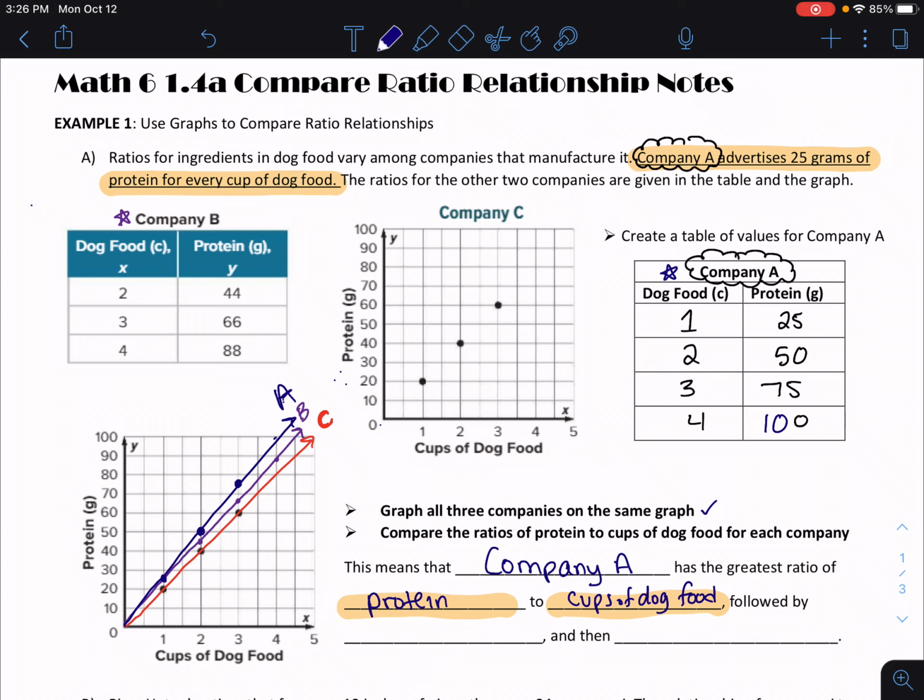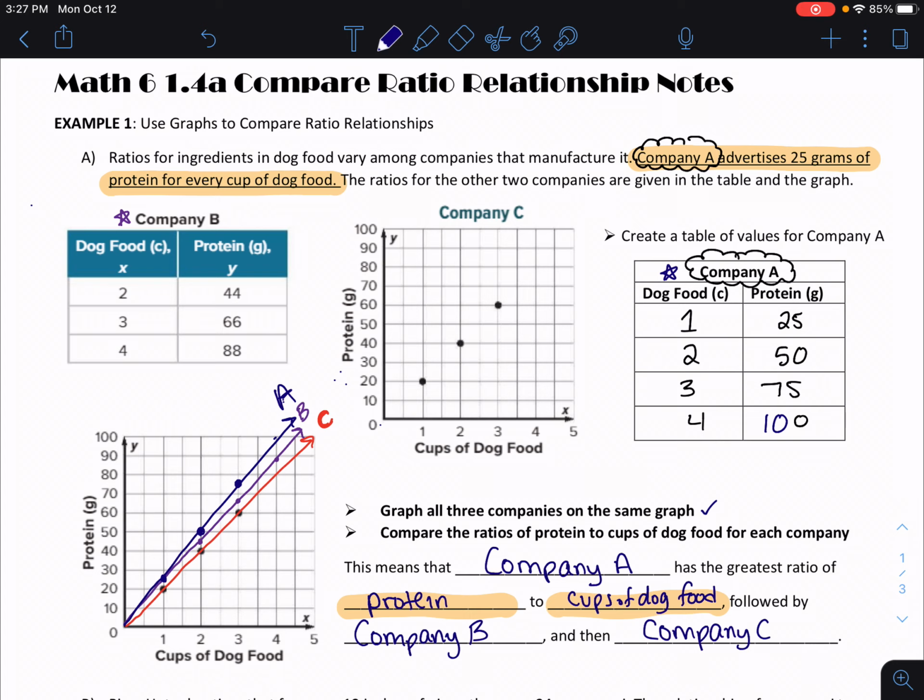Company A has the greatest ratio of protein to cups of dog food because it is the steepest line. It is also the line that is on top, so we know that it goes up the fastest, followed by Company B, because that one's in the middle, and then Company C, because it is the lowest.